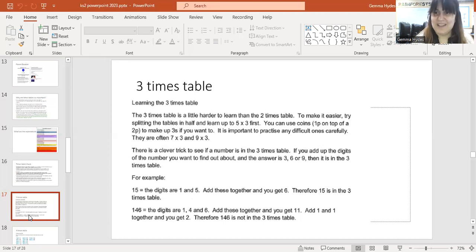For example, if I wanted to know if 15 is in the times table of 3, I need to add 1 and 5 together, and that gives me 6. And therefore, it is in the 3 times table. So that's a nice little trick.